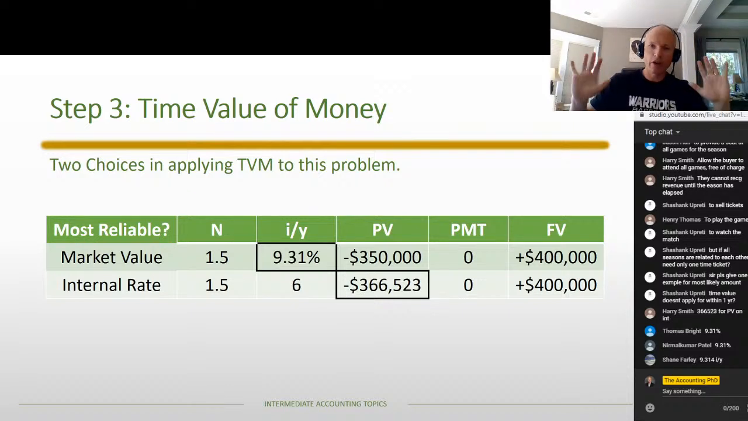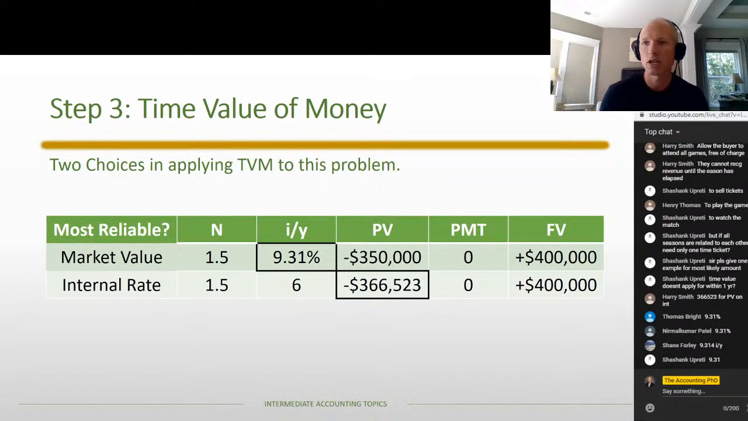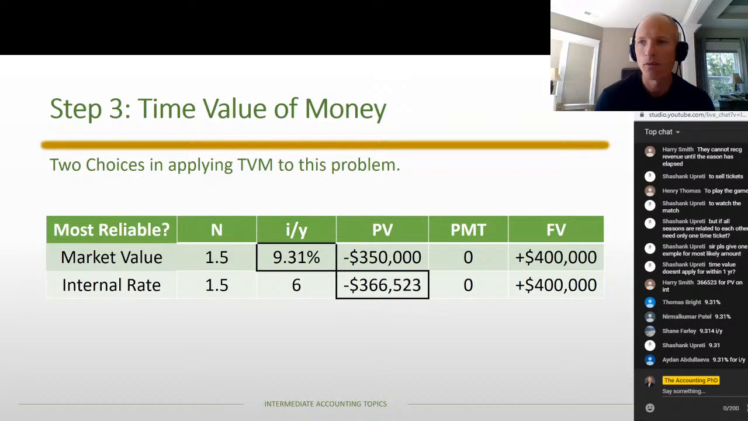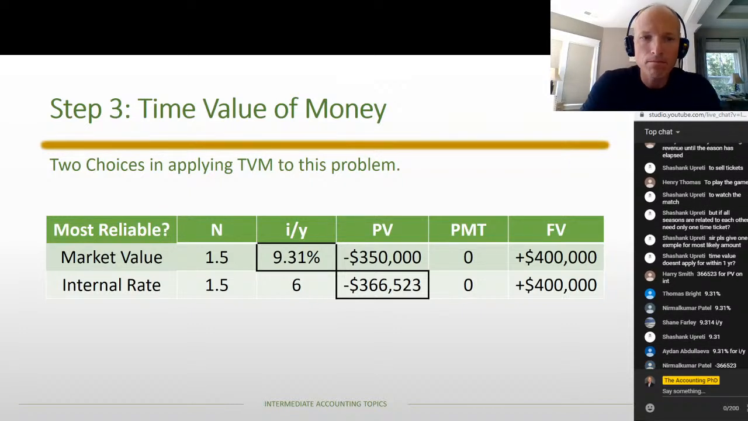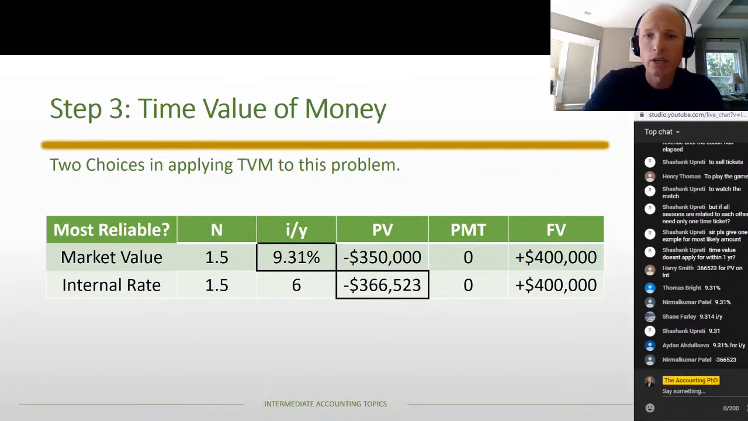And the answers are there, so we're just going to reveal. So yes, if we solve for the I/Y, we get 9.31%. Good. And if we use the internal rate to solve, then we get the present value of 366,523. And so the answer is, depending on which one we think is more reliable, both of these answers could be correct. Both of these answers potentially would be acceptable under US GAAP.